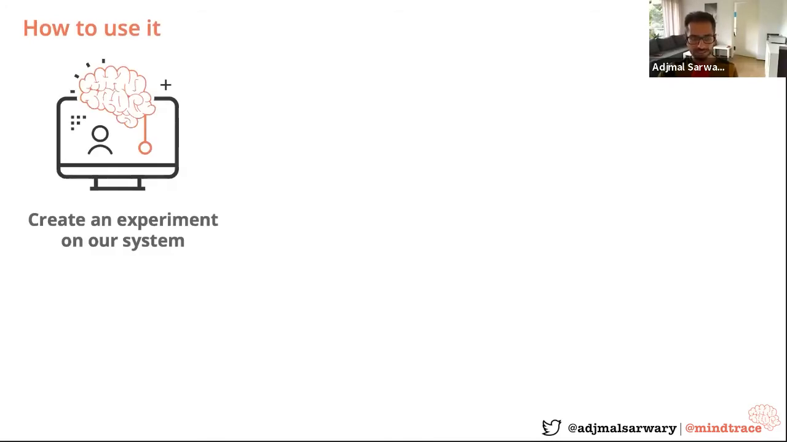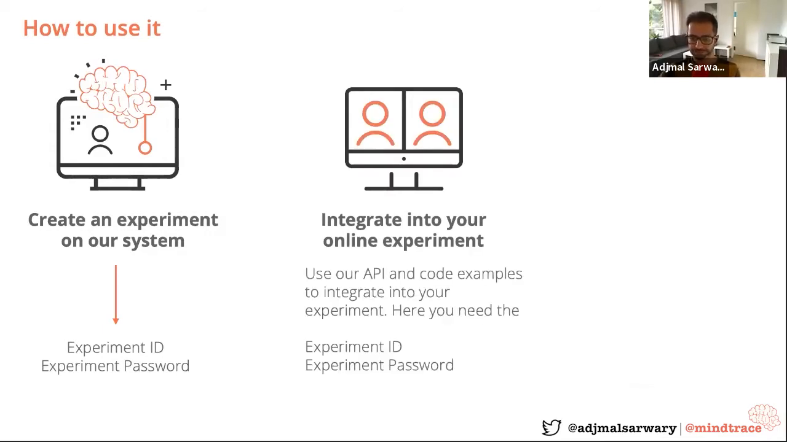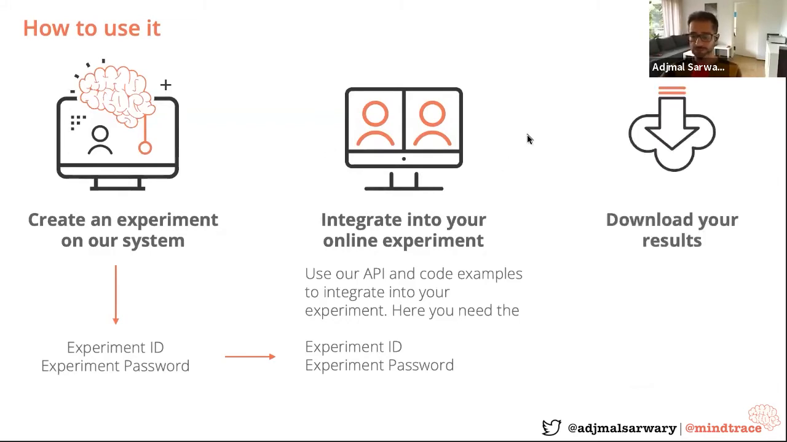Okay, so how would you use this? The whole idea is to be simple. So you would first go into our system where you create a simple experiment. There you get 2 things. You get an experiment ID and an experiment password. Then you integrate this into your online experiment. Here you use our API code examples. It's all on the website, which is almost just a copy and paste. And there you plug in your experiment ID and password so it matches up. Then you just run your online experiment, collect your data, and you download your results.